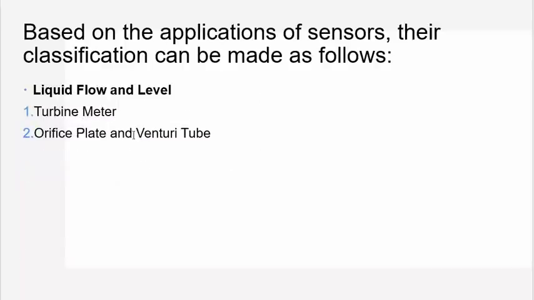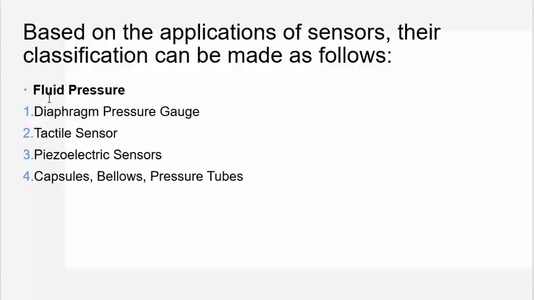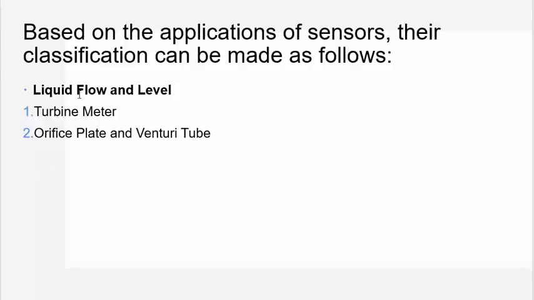Another application is the liquid flow and the level. No? So this is different from fluid pressure. This is somehow related to liquid flow and the level of the liquid. Okay, so we have what we call the turbine meter, or the orifice plate and venturi tube. So basically, these are commonly used in dams and in watersheds, for example, wherein they want to capture the flow of the water in the river, or for example in a dam, etc., etc.